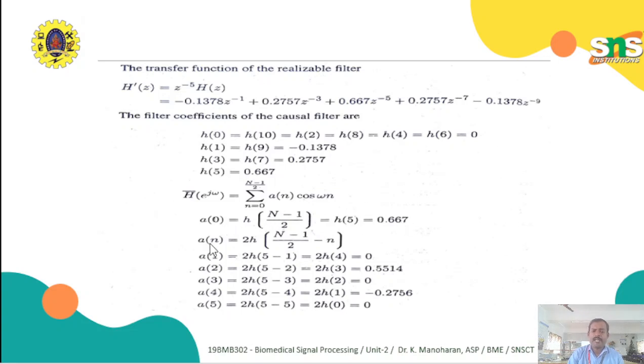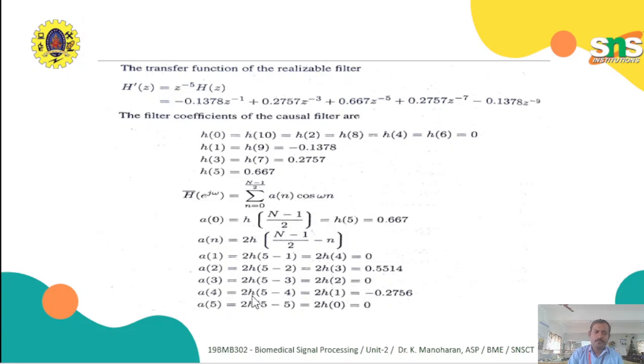Now we need to find a of 1, 2, 3, 4, 5. So a of n equals 2 into h of (N minus 1) by 2 minus n. If you substitute it, (11 minus 1) by 2 is 5, so a of n becomes 2 into h of 5 minus n. Substituting n as 1, a of 1 equals 2 into h of 5 minus 1, so this is 2 into h of 4, which is 0. a of 2 is 2 into h of 5 minus 2, so it becomes h of 3. a of 3 is 2 into h of 5 minus 3, which is h of 2.